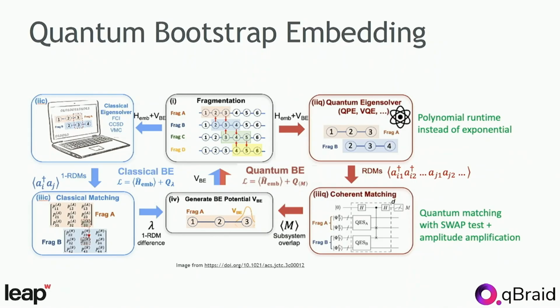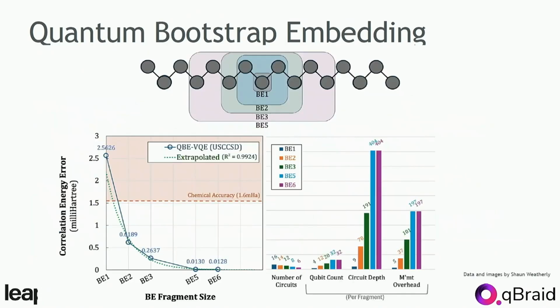So we have a quantum eigensolver now, so that could be VQE, that could be QPE, and you're doing matching with RDMs, with swap tests and amplitude amplification. Then you look at the overall chemical potential of your system, the global chemical potential, use that to match and reconstruct your entire fragment energy. So with QBE as well, we get some really interesting results.